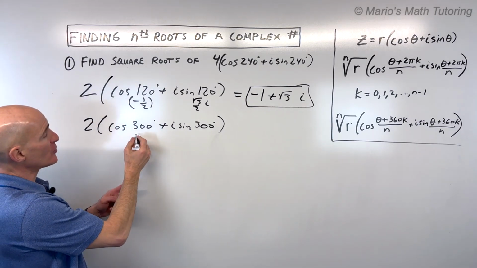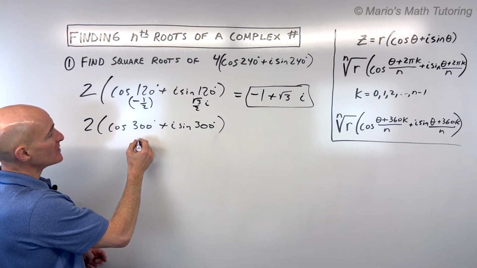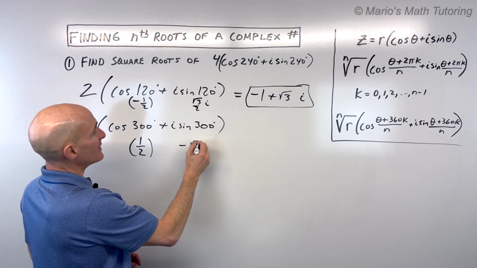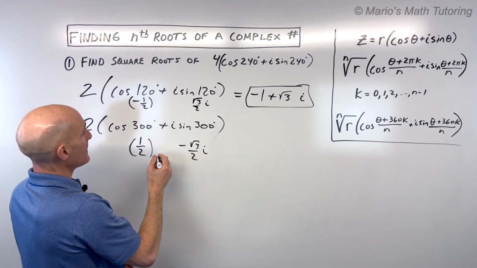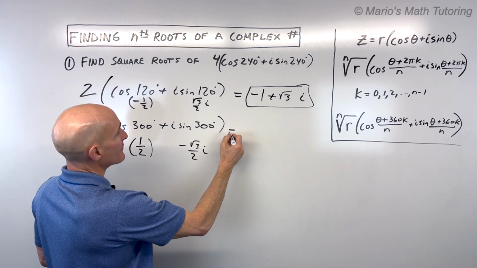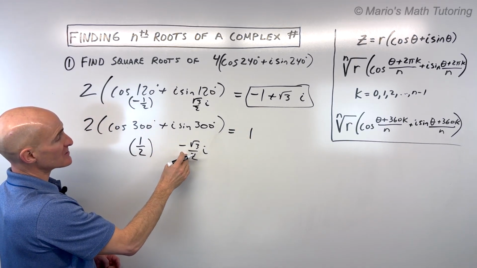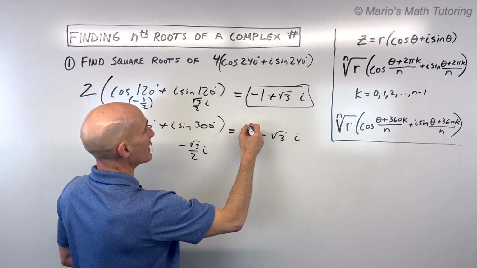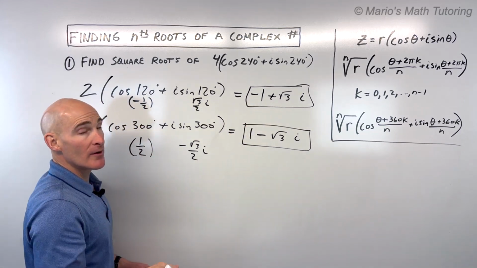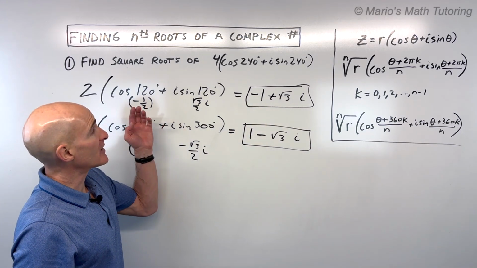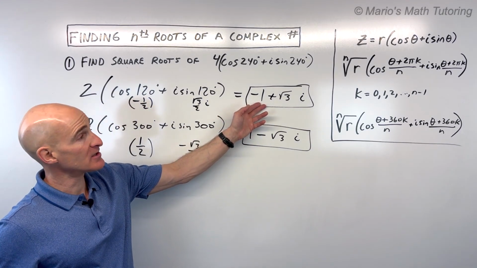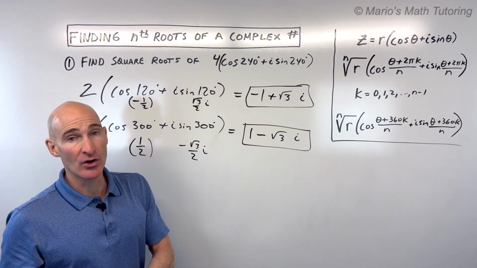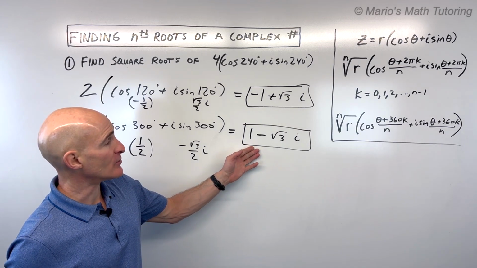The second one here, the cosine of 300, that's going to be 1/2. And the sine of 300 is going to be negative square root 3 over 2. When I distribute the 2 now, 2 times 1/2 is going to give us 1, and 2 times negative root 3 over 2 is going to give us negative square root of 3 times i. So those are our 2 square roots of this complex number. Now you could check it by squaring this, multiplying it by itself, and you'll get back the original complex number. Same thing here.